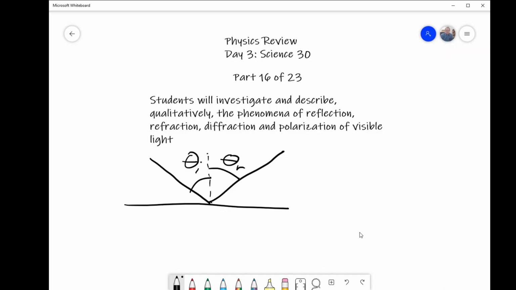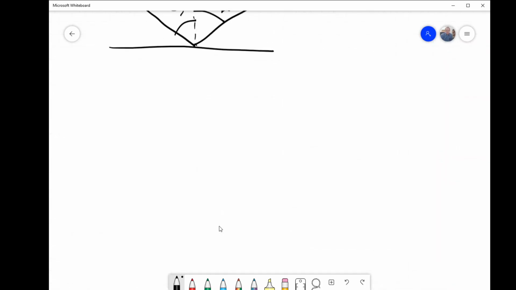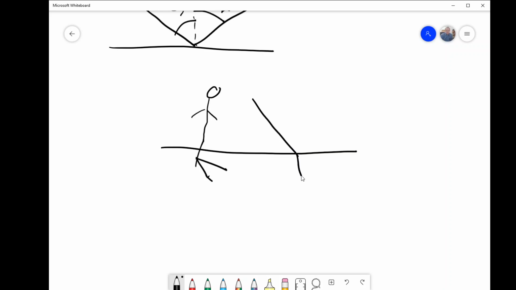Refraction is a little bit different. So refraction is why, if you're standing in a swimming pool, say waist deep, and you look down at your legs, they appear to be shorter and coming out at an angle. That's because light will bend towards the normal when it goes into a denser material, and it'll bend away from the normal when it comes out.